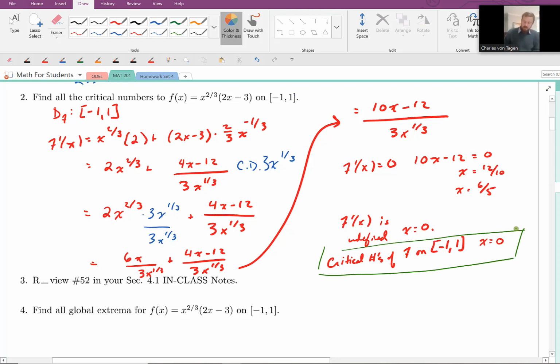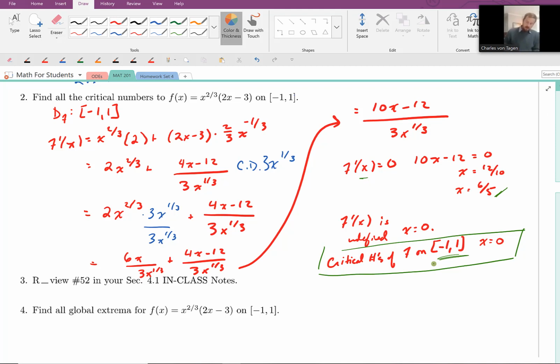Let me ask you the question. Why didn't I include 6/5? After all, if I plug 6/5 into the first derivative, we've shown that it's going to output a 0. We've got a horizontal tangent line at x equals 6/5. Why don't I include that as a critical number? And the answer is because 6/5 is outside of the domain that I was given.